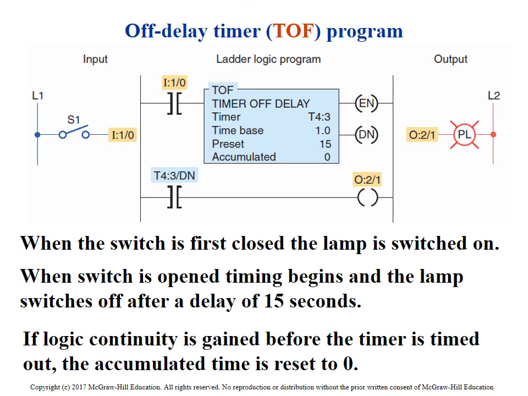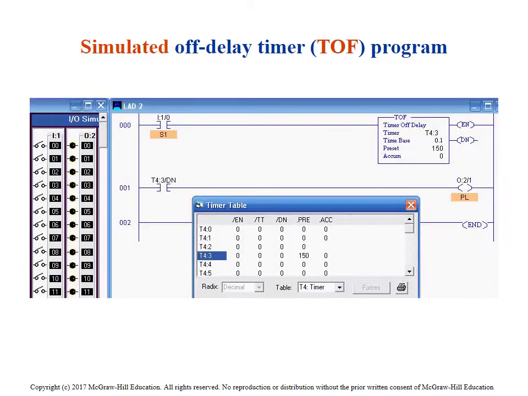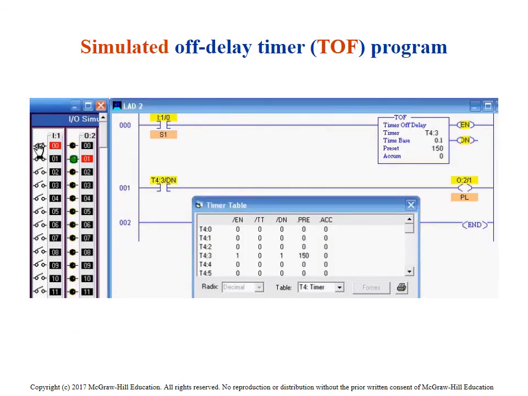And so here we're looking at another application where we got a switch in front of a timer off. And here's an example of how that's going to work. See how that done bit stays on after he's released the input. That's off and it's still timing. It's going to reach 150 and then it's going to turn off, turning off this output.